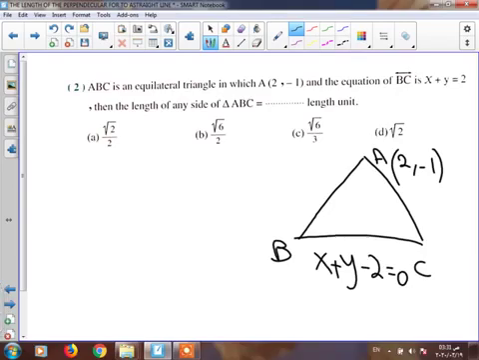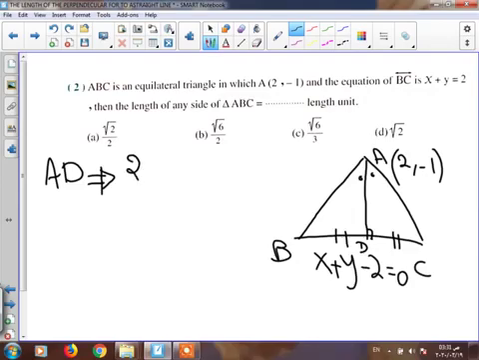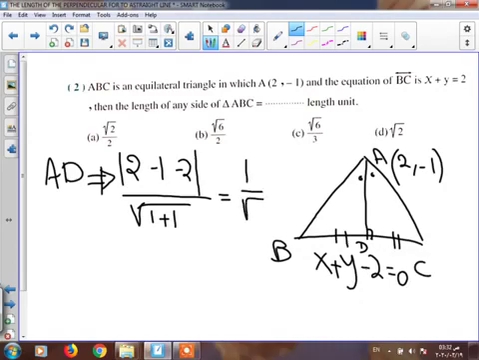Let me drop a perpendicular here, for example AD, and it's going to bisect the vertex angle and bisect the base. If we get AD as a perpendicular from the point A to the straight line, we can say it's absolute of A x1 plus B y1 plus C, which is 2 plus (-1) plus (-2), absolute, over the square root of A power 2 plus B power 2, which is 1 plus 1. So now we can get that AD equals 1 over root 2.